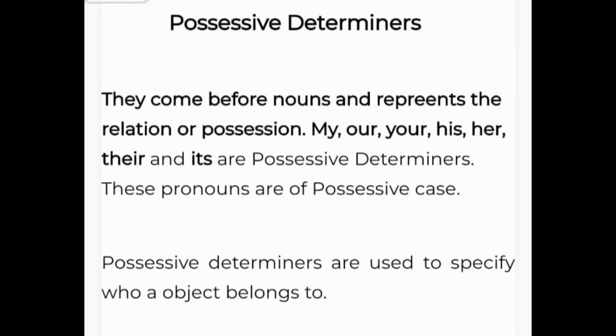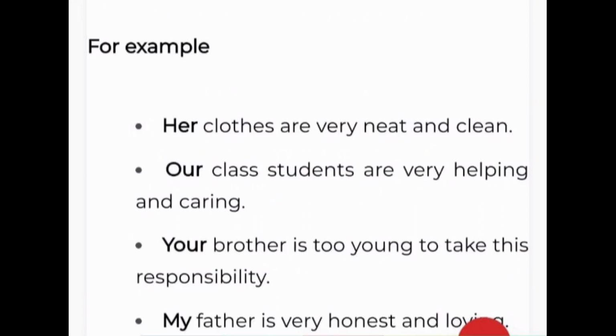So possessive determiners come before nouns and represent the relation or possession. Okay, and these are determiners only when they are followed by a noun. So what are the determiners which are used as possessive? My, our, your, his, her, their and its. So these pronouns are of possessive case. So let's look at the examples.